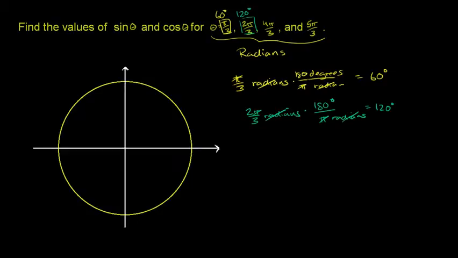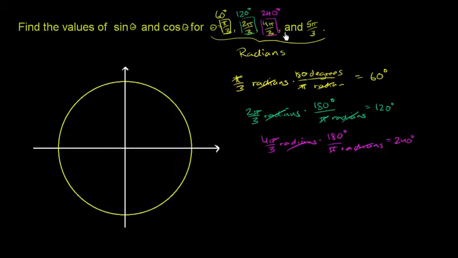Now, you can see that 4 pi over 3 is just double of what 2 pi over 3 is. So 4 pi over 3, you can immediately say, is going to be 240 degrees, but you could work it out as well. 4 pi over 3 radians times 180 degrees for every pi radians comes to, the pi's cancel out, 4/3 times 180, which is 240 degrees.